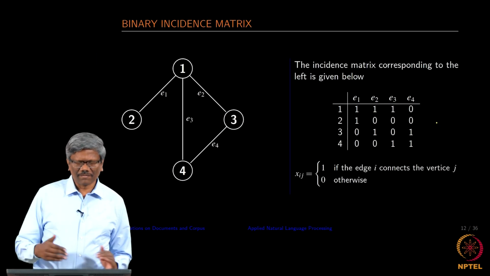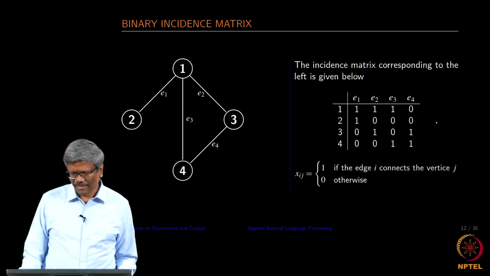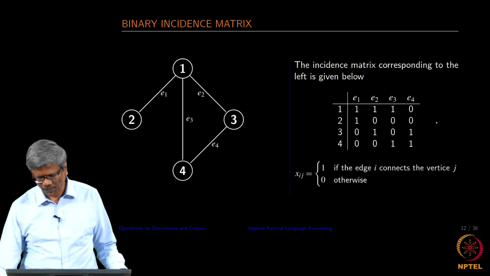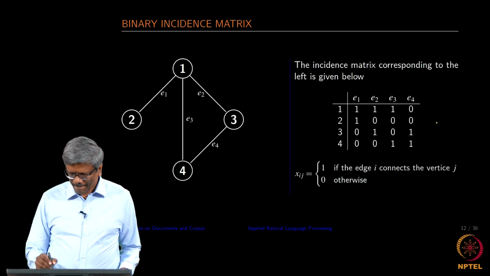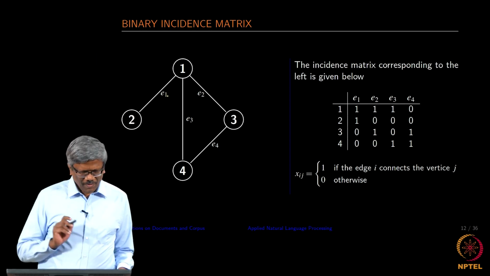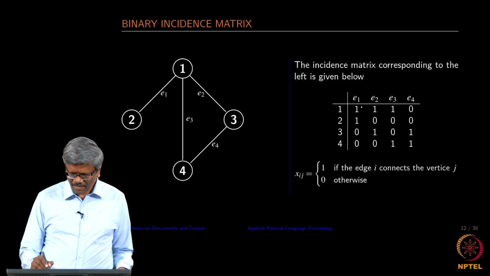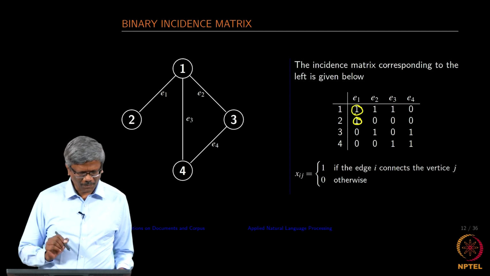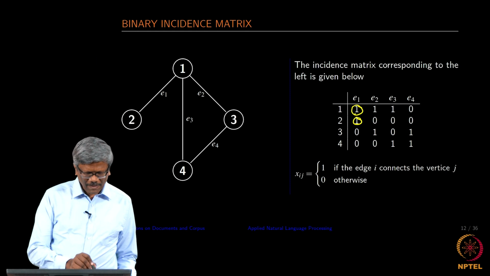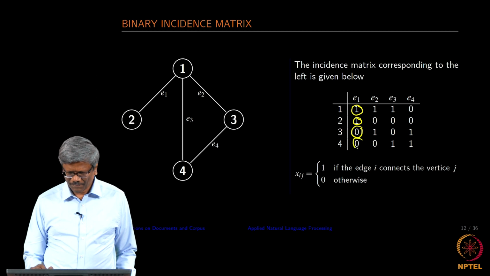A graphical representation of the same definition is given here as an example. We have 4 vertices, 1, 2, 3, 4, and there are edges E1, E2, E3, E4. What we have marked here is that edge E1 connects 1 and 2, so you will see E1 having a value of 1 for those. Edge E1 is not related to 3 and 4, so we have a 0 there.